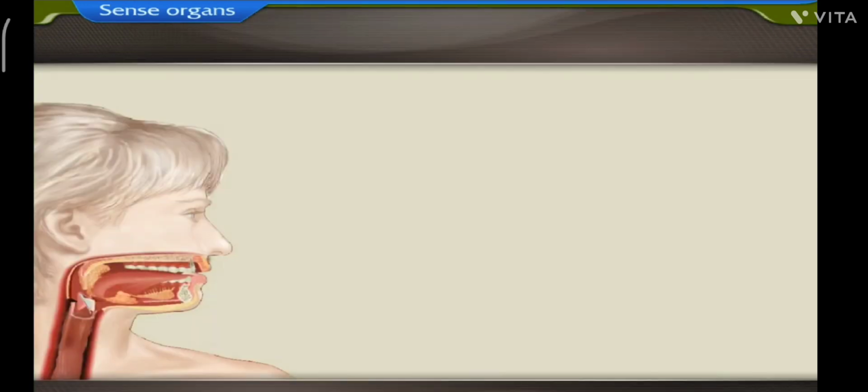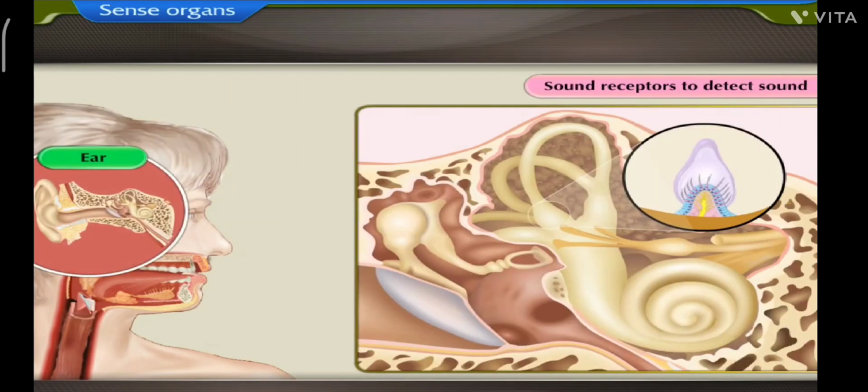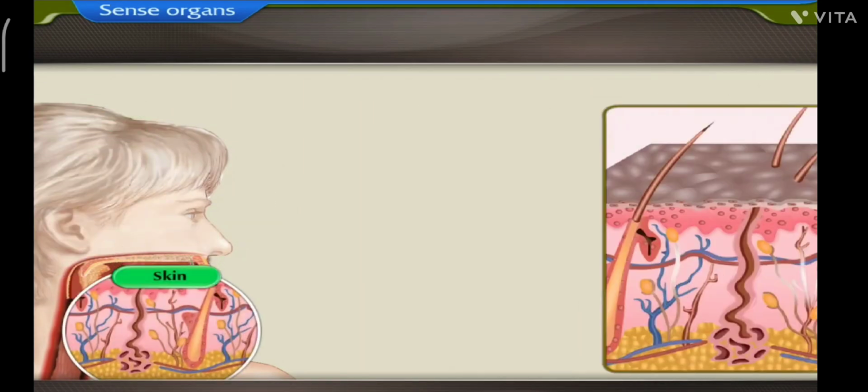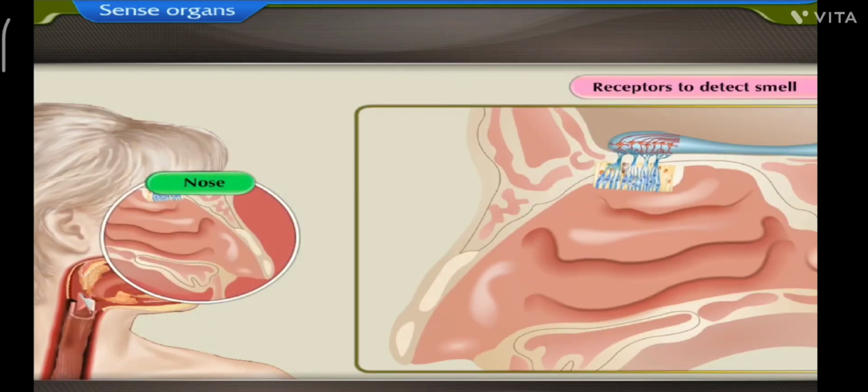For example, the eyes have photoreceptors to detect light. The ears have sound receptors to detect sound. The skin has thermoreceptors to detect temperature. The nose has receptors to detect smell. These are known as the olfactory receptors.